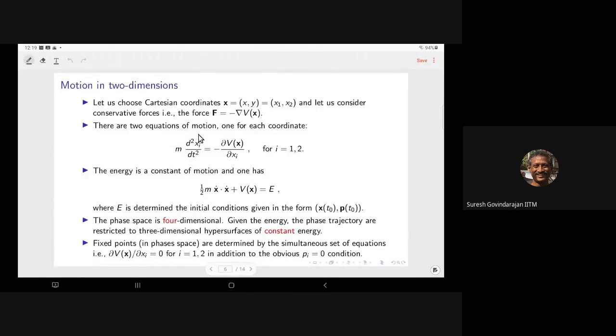Again, Newton's equations kind of stuff with conservative forces. So we'll choose Cartesian coordinates x, y, but generally I prefer to use x1 and x2 because we can use dummy indices i, which run over 1 and 2. And let's consider conservative forces. The force F is minus the gradient of V of x. So there are 2 equations of motion, one for each coordinate, which you write in this fashion.